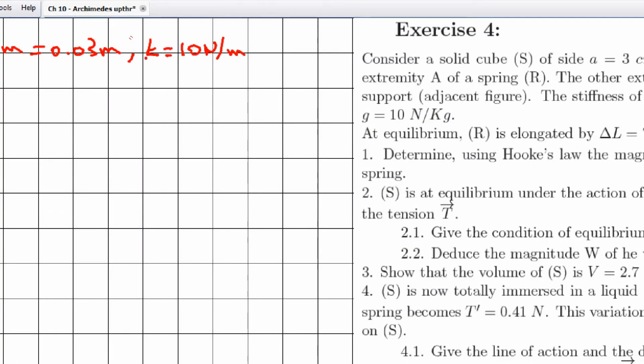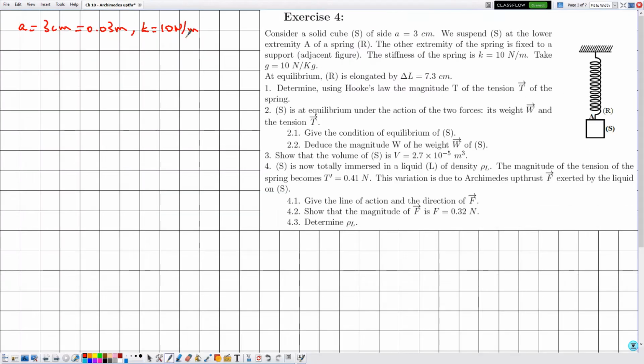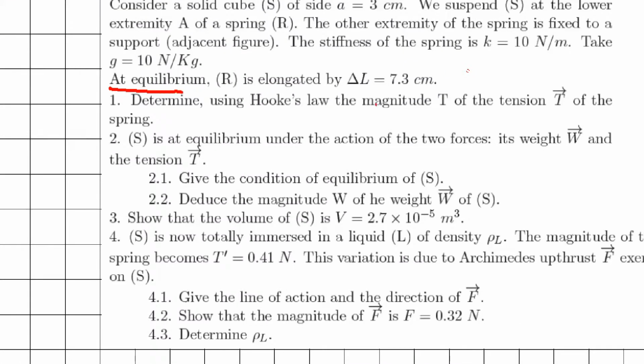So what does this stiffness represent? In order to elongate this spring by 1 meter, we need to apply a force of 10 newtons. Take g equal to 10 newtons per kilogram. At equilibrium, R is elongated by delta L equal to 7.3 centimeters.